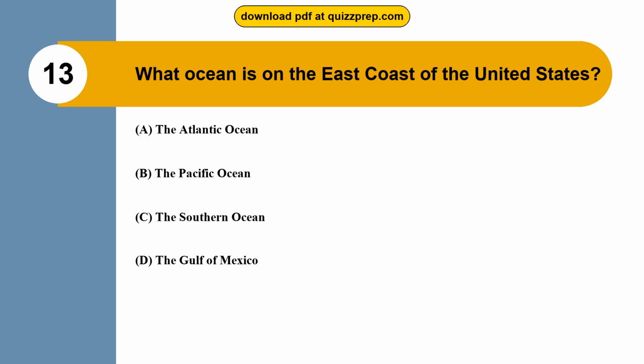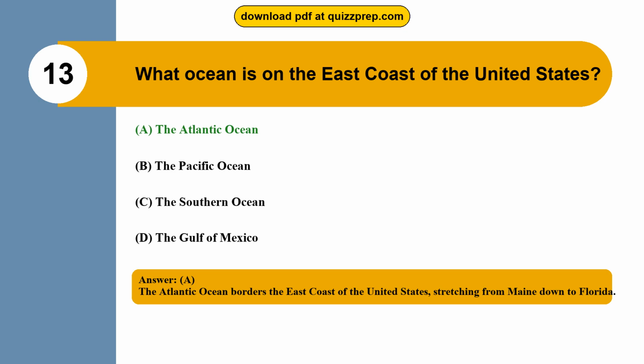Option A, the Atlantic Ocean. Option B, the Pacific Ocean. Option C, the Southern Ocean. Option D, the Gulf of Mexico. The correct answer is option A, the Atlantic Ocean. The Atlantic Ocean borders the east coast of the United States, stretching from Maine down to Florida.